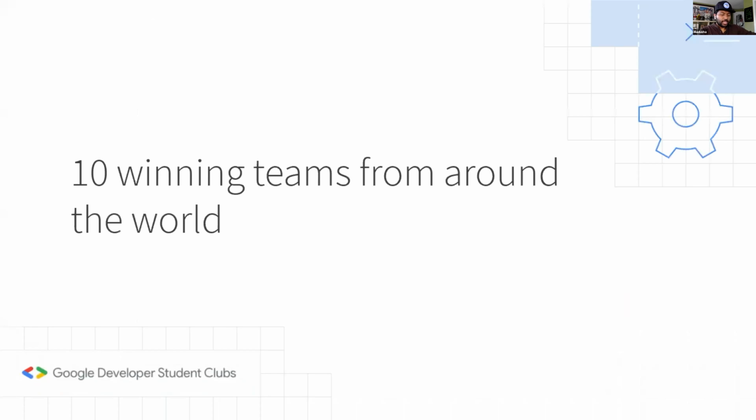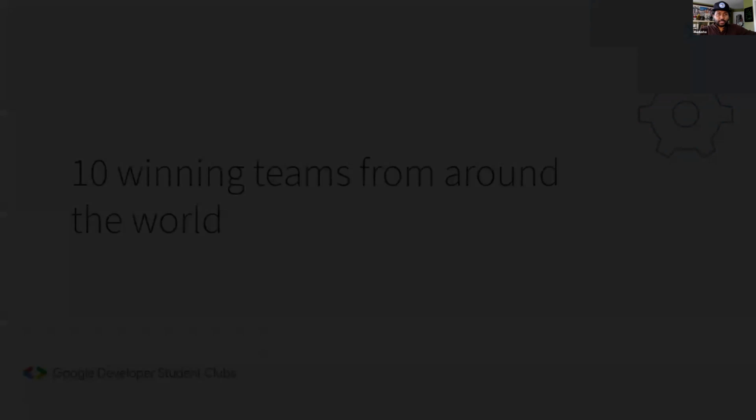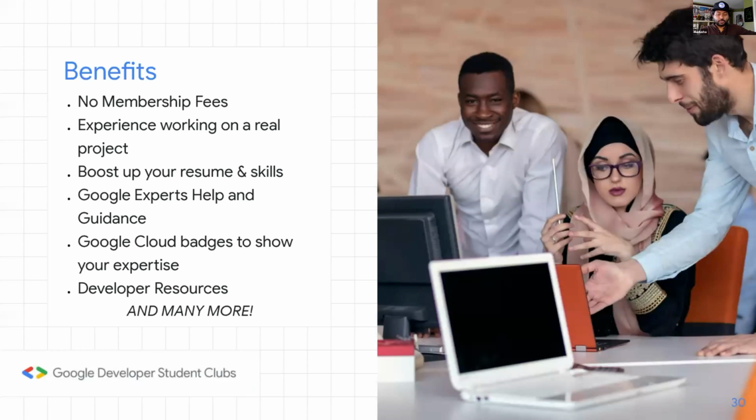I'm not going to play this clip, but yeah, top 10 winning team. Last year and the year before were a little bit different because COVID happened. Usually the winning teams were flown to California to do a demo at the Google head office, but we couldn't do that anymore, but the online version really worked well. And the winning team from North America was a Canadian team. I think it was from McMaster, if I remember correctly.